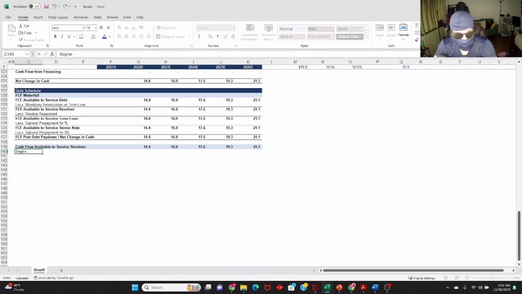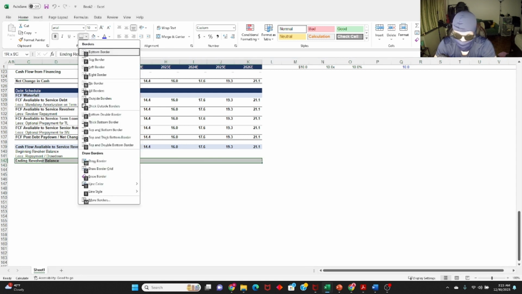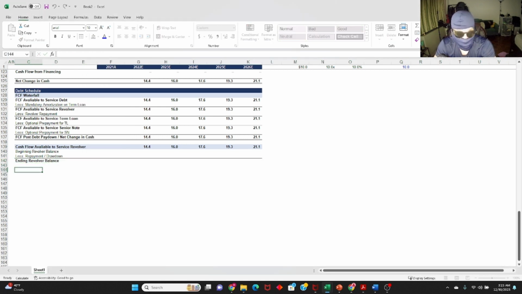And then you have your beginning revolver balance less your repayment / drawdown. And then you have your ending revolver balance. And you have your interest rate, and then your interest expense. And then for a revolver, you also have your max capacity, right? The way you think of a revolver is a short-term credit facility. But the easiest way to think about it is just a credit card for your company, right?